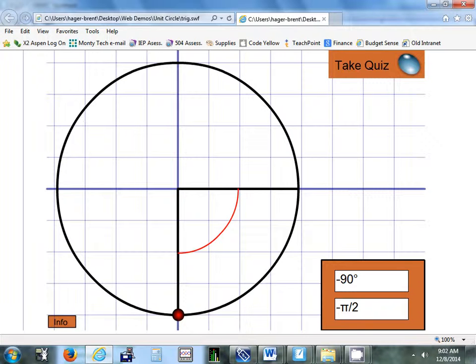Does anybody see another way you could end up with the terminal side exactly where it is, but instead of writing it as negative 90, write it a different way? Think about maybe changing the direction. Would negative 90 be the same as 270 counterclockwise? Yeah, just positive 270. So negative 90 and positive 270, if you sketch the angle, you can't tell the difference. The terminal side would be exactly in the same spot.